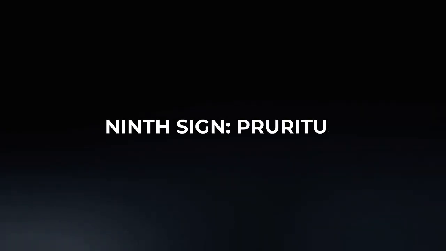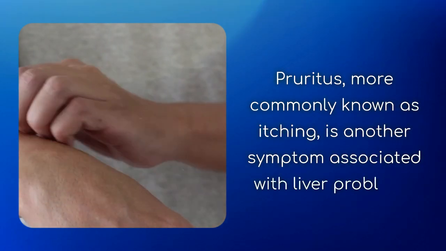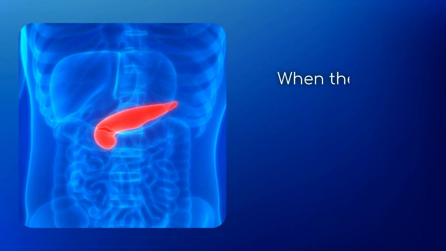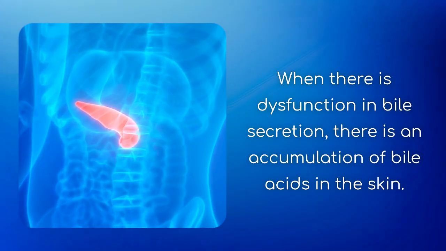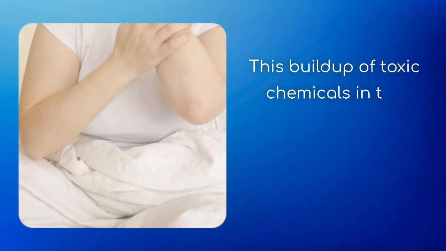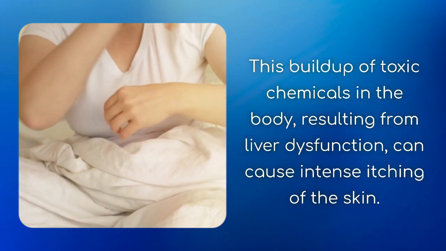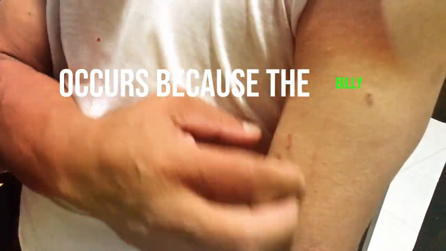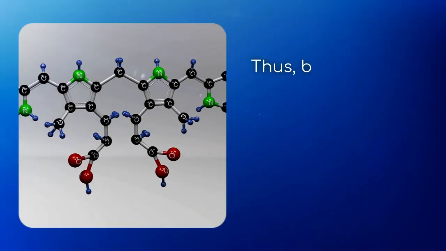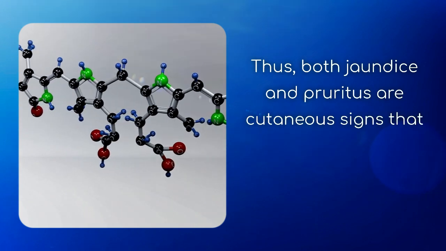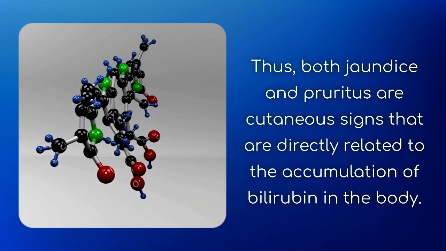9th sign, pruritus. Pruritus, more commonly known as itching, is another symptom associated with liver problems. When there is dysfunction in bile secretion, there is an accumulation of bile acids in the skin. This buildup of toxic chemicals in the body, resulting from liver dysfunction, can cause intense itching of the skin. This discomfort occurs because the bilirubin deposited in the skin irritates the nerve endings, causing itching. Thus, both jaundice and pruritus are cutaneous signs that are directly related to the accumulation of bilirubin in the body.